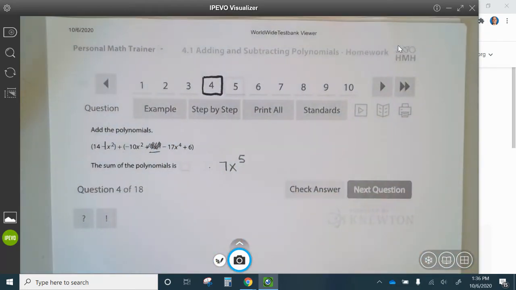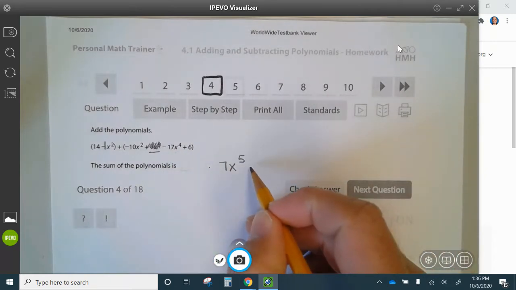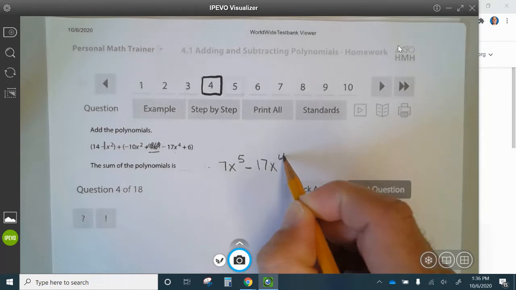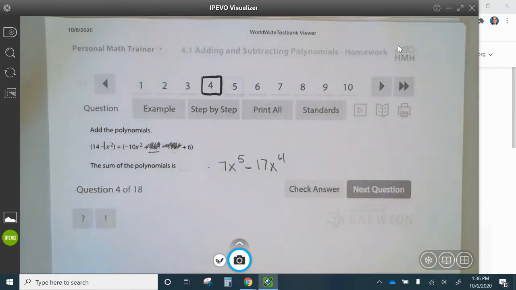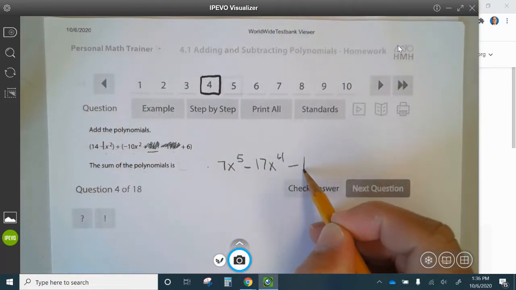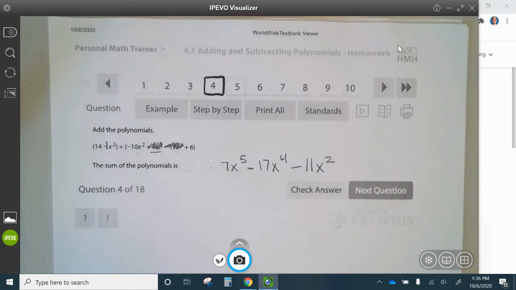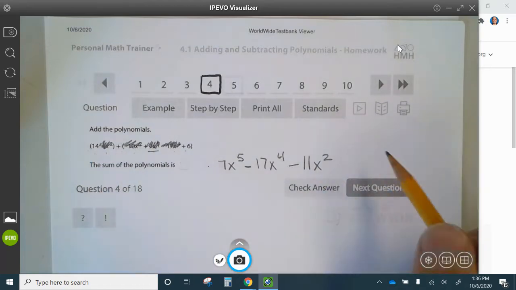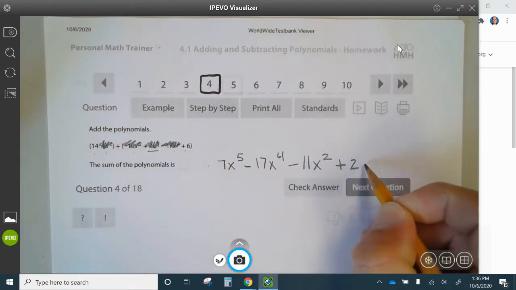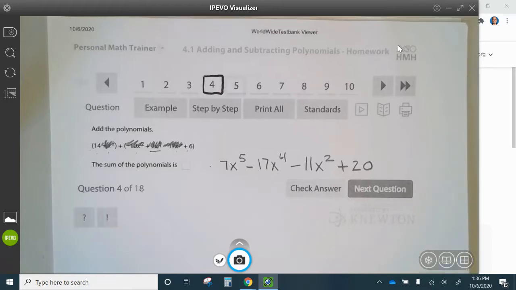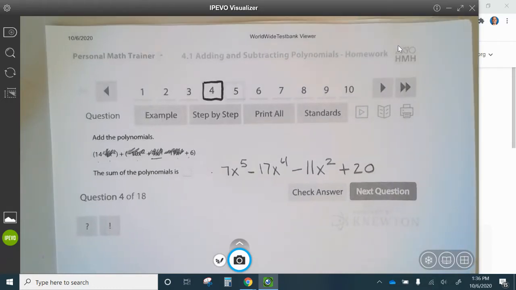Now it looks like the next exponent is x to the 4th, and there's nothing else to combine with it, so that's minus 17x to the 4th. So we're done with that. Now we have negative 1x squared and negative 10x squared combined to be negative 11x squared. Okay, so we're done with this, and then we have 14 and 6 combined to be plus 20. So the sum of the polynomials is 7x to the fifth minus 17x to the fourth minus 11x squared plus 20. All right, go ahead and finish up question 4.